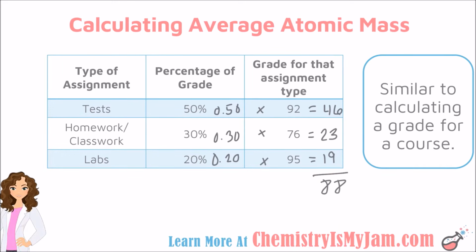This person currently has an 88 in the course, and you can see that that 88 is closer to the test average than it is to the homework average because tests count more. It is a weighted average.